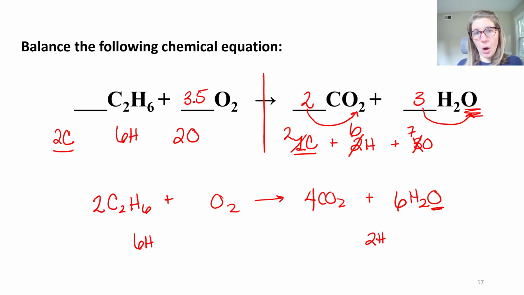Now I'm going to add up all the oxygens I have on my product side. So I have 4 times 2, which is 8, and 6 times 1, which is 6. And notice that I have 14 oxygens. In order to get 14 oxygens over here, I need a 7. I still come up with the same answer, but my logic might be different than your logic. And that's fine. You'll get to a point where you start to feel comfortable after you've done enough problems.